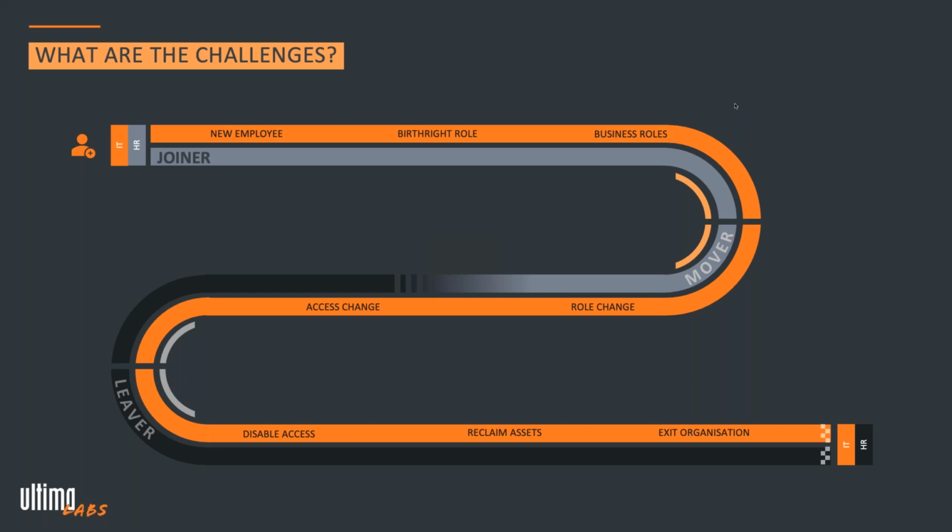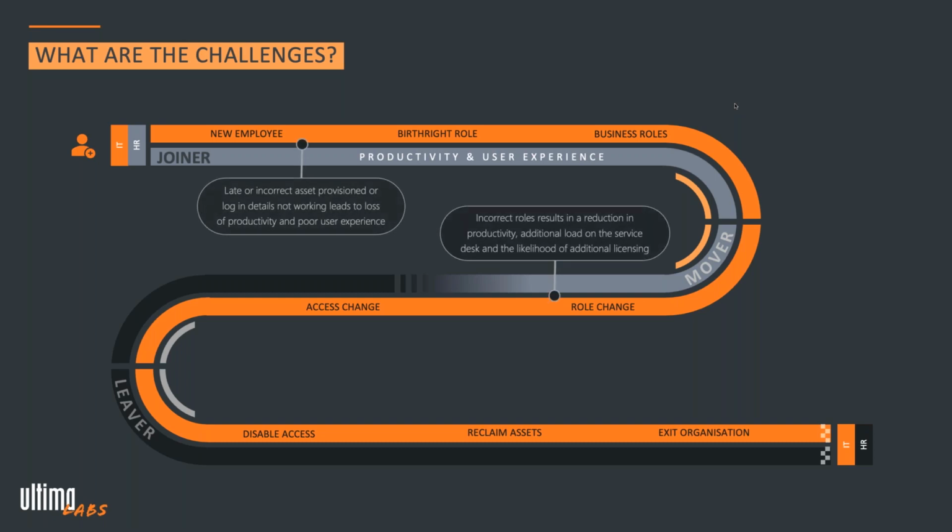They might move within your organization. They have a role change. They have change to access. And then if they leave the organization, we need to disable their access. And what we see is the first half of this journey tends to really focus on productivity and user experience. So we want to make sure that that new joiner or a mover within your organization gets what they need to be able to do their work.